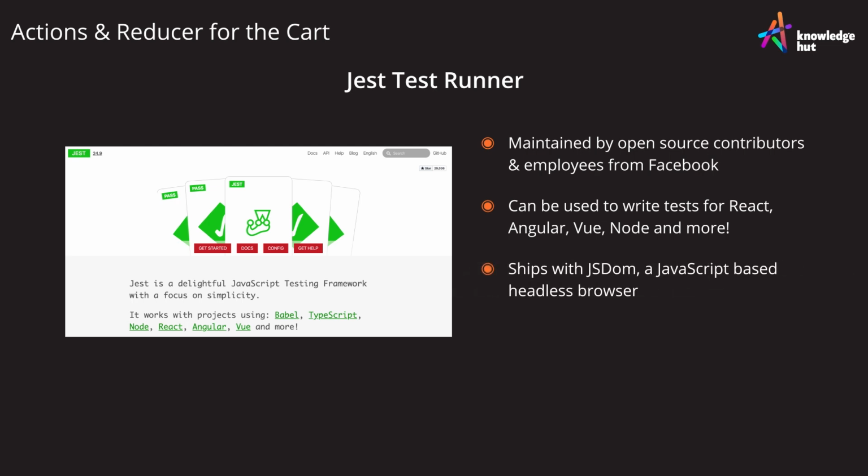Jest ships with JSDOM, a JavaScript-based headless simulation of a browser DOM that acts like a sandbox to run your components in for testing. In essence, Jest provides us with the tools to write test suites and define expectations from code and to validate them using matcher functions. You saw a glimpse of Jest in the last video.